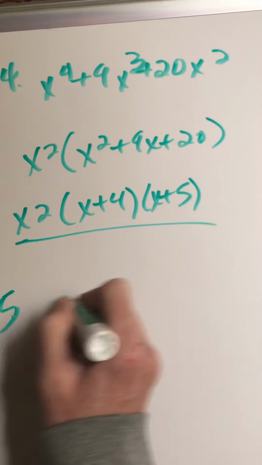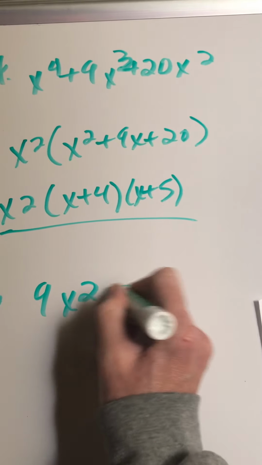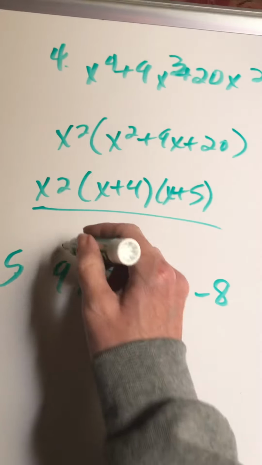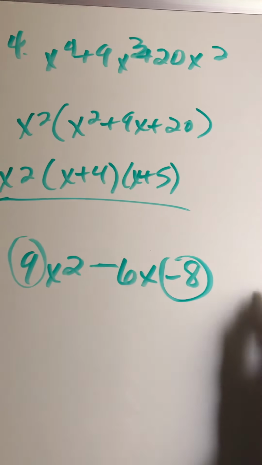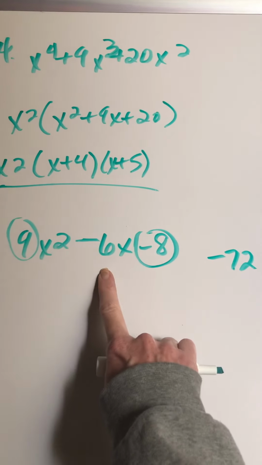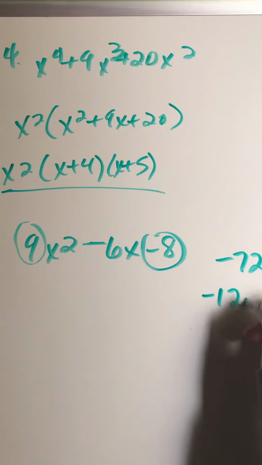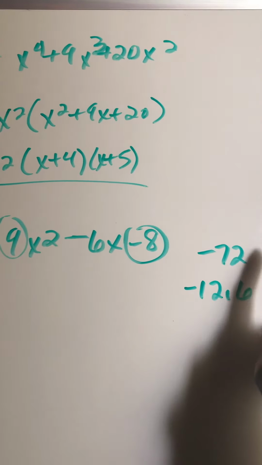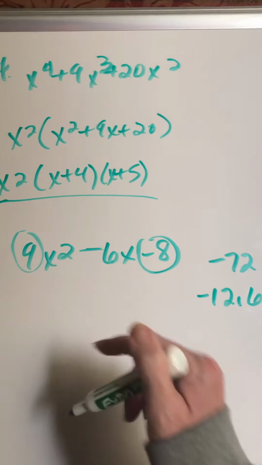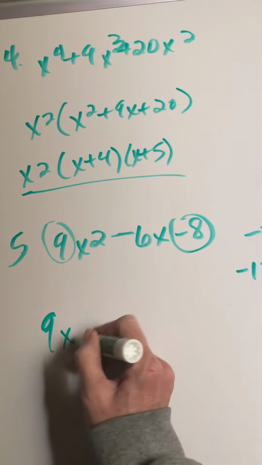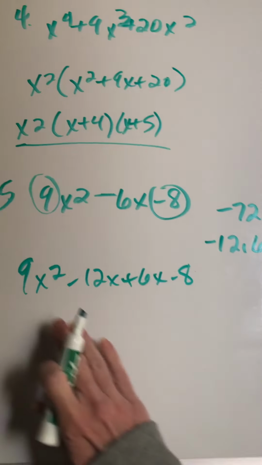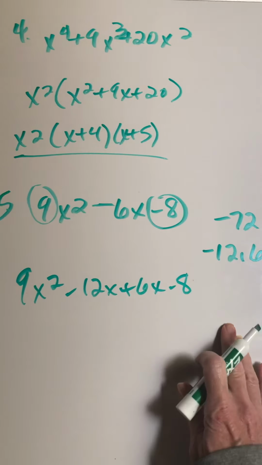Then on number 5, you've got the advanced factoring, where you are taking the 9 and multiplying by -8 and getting -72. You need the factors of -72. They give you -6. That would be -12 and positive 6, because -12 times 6 is -72, and -12 plus 6 is -6. So then you rewrite 9x squared minus 12x plus 6x minus 8.